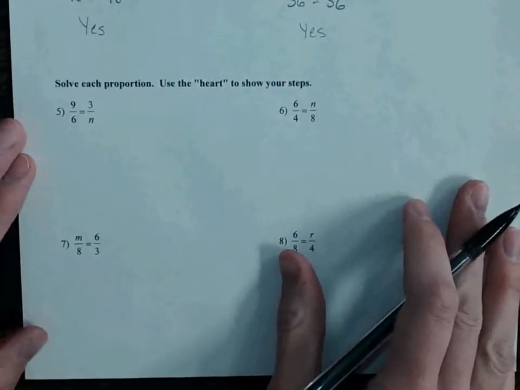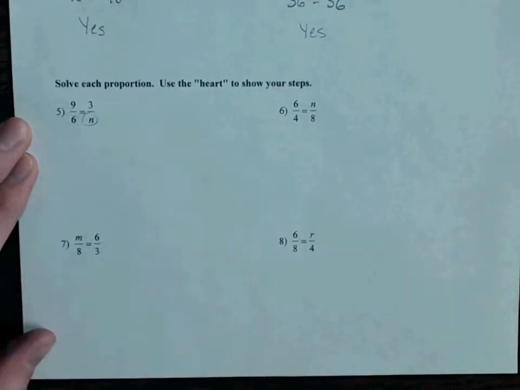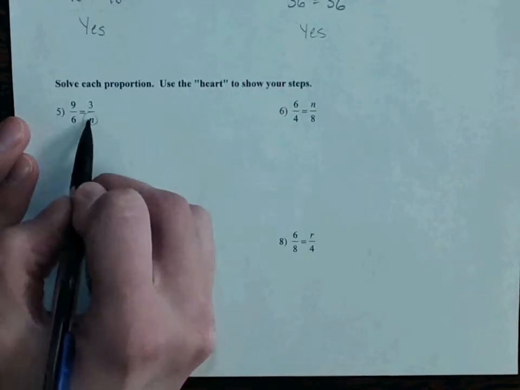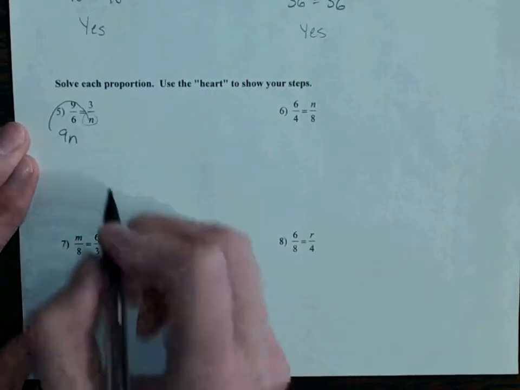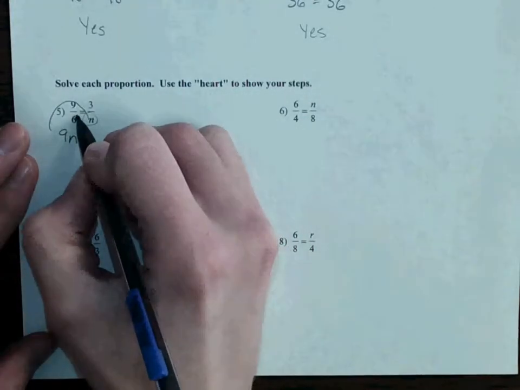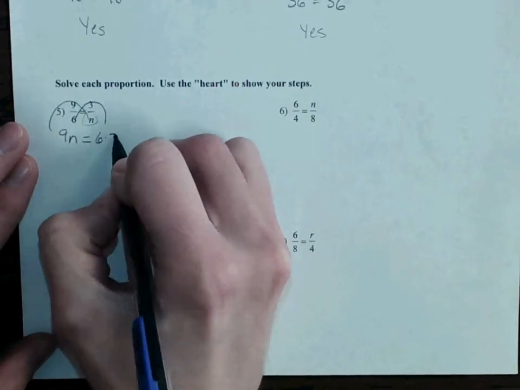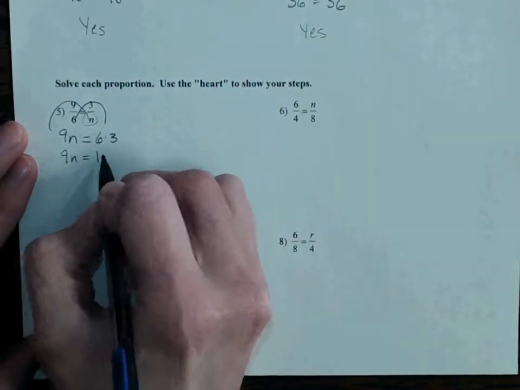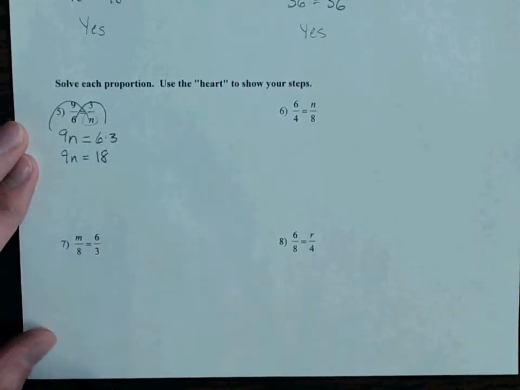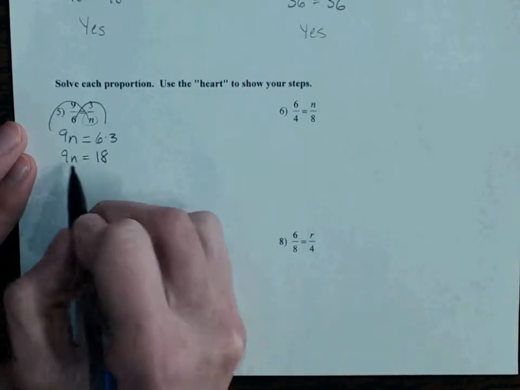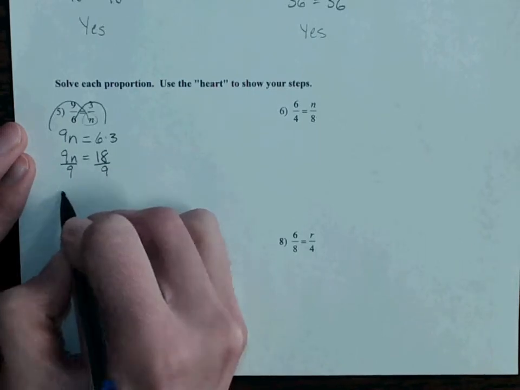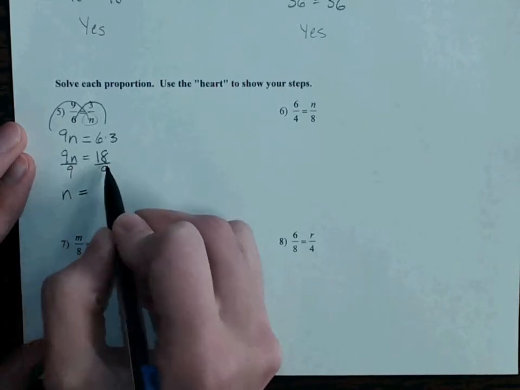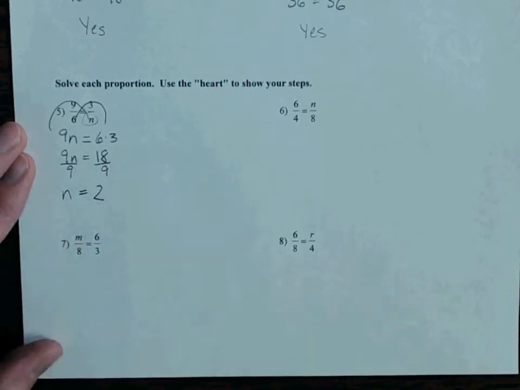On the bottom, we're doing almost the same thing, except we've got a missing number that we're going to have to find. So on this side, we get 9 times an n, which we can just call 9n, is equal to 6 times 3. So 9n is equal to 18, because 6 times 3 is 18. Now you're going to have just a very simple one-step equation. So what we're going to do to both sides, this is multiplying, so we're going to do the opposite, which is dividing. So this side we just get an n. 18 divided by 9 is 2. That's our answer.